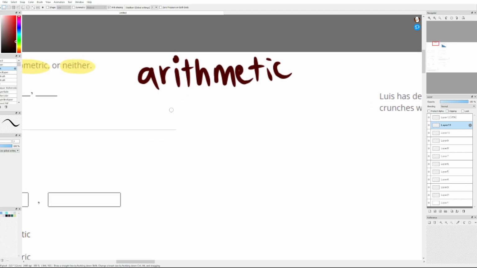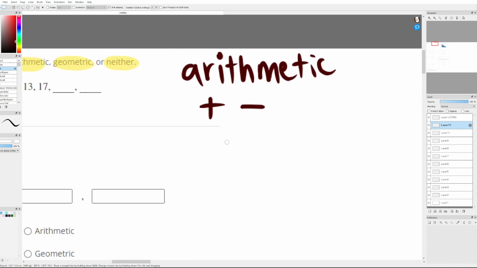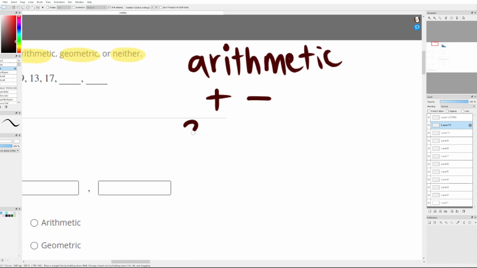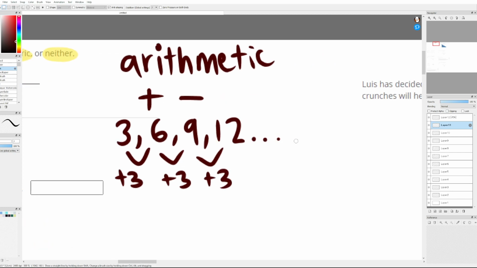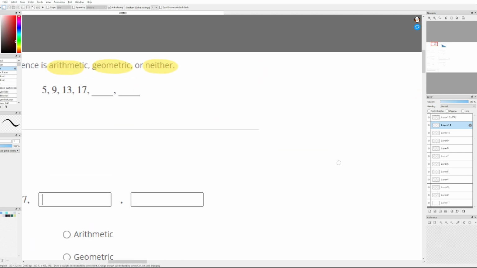Arithmetic sequences are basically when you have a consistent addition or subtraction between two consecutive numbers. So if you have something like 3, 6, 9, 12. This would be arithmetic because you're adding 3 each time. We would know our next number would probably be 15 because we are adding 3 each time.